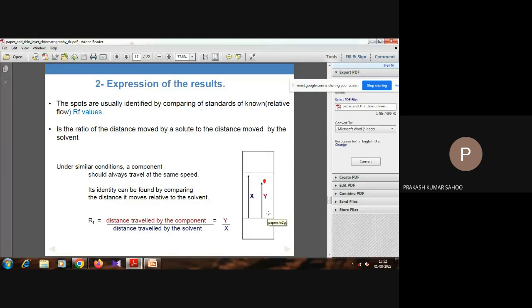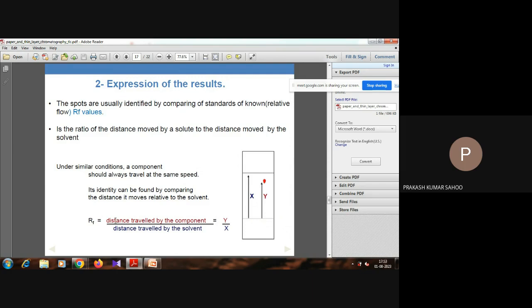So that's why RF will be lesser when the distance covered is very small, and RF will be a higher value if the distance covered is maximum. We have to remember one thing: the maximum value of RF will be 1.0. It cannot exceed 1.0. That's why. Okay, so this is the distance covered by the solute divided by the distance covered by the solvent.